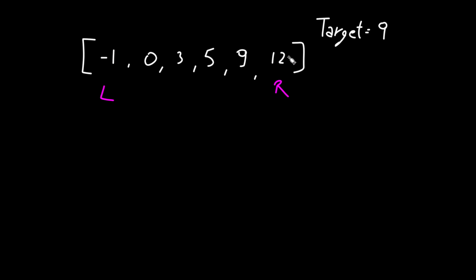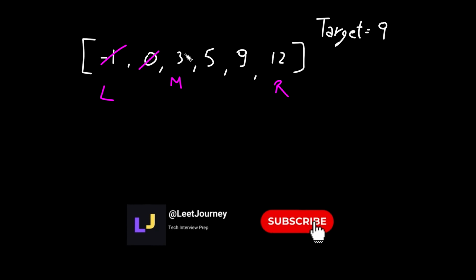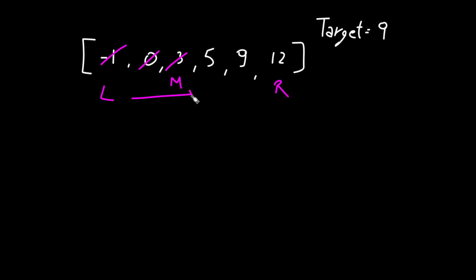A more clever way is to have two pointers and calculate their middle point. So middle would be somewhere here. And now what we want to do is check, is this middle point equal to the target? No, it's not. It's actually smaller than the target. What this means is that anything to the left of this middle point can be eliminated from consideration. And we can now actually move left pointer to m plus 1. So left is now going to be pointing here.